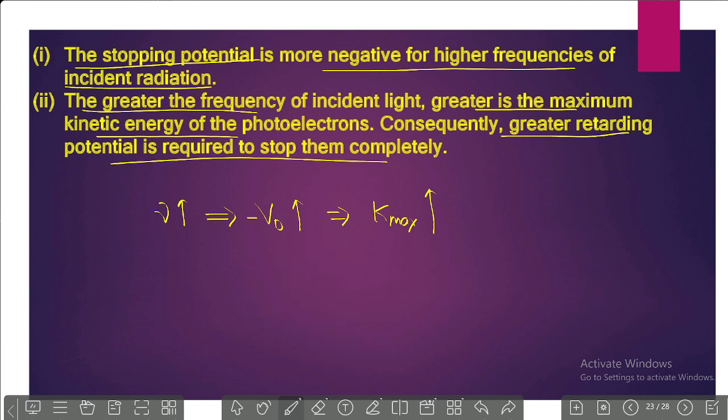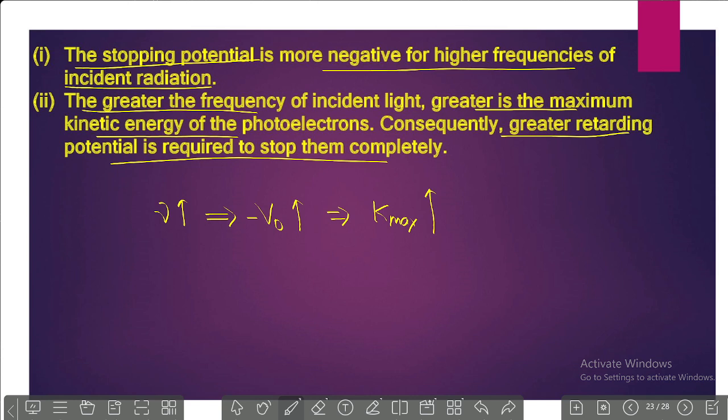Yes or no? These are basically experimental observations. If we plot a kinetic energy versus frequency graph, we will get a straight line because of the linear relation. But nobody had given any equation for this. How is it coming? That we'll see in the next graph. Einstein gave the proper equation and explained it correctly.